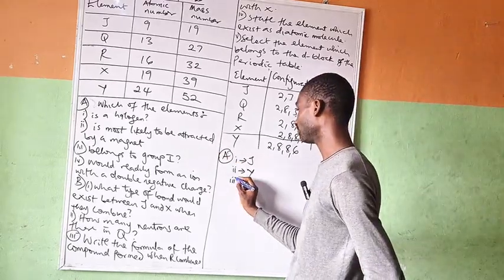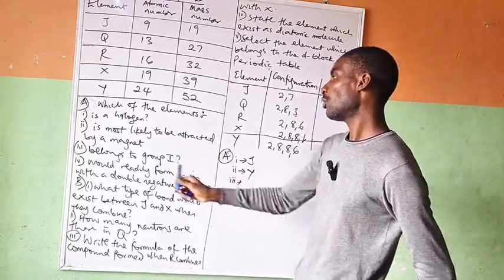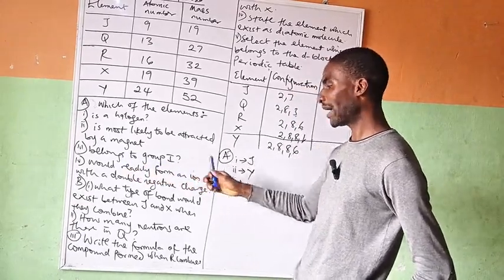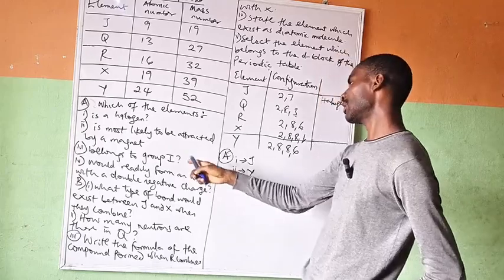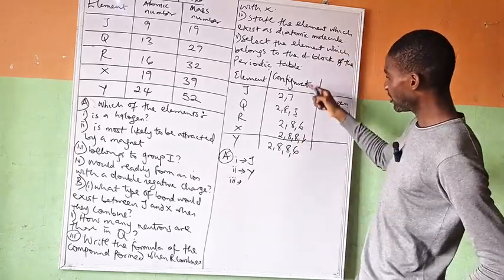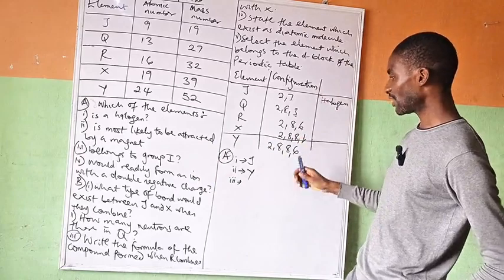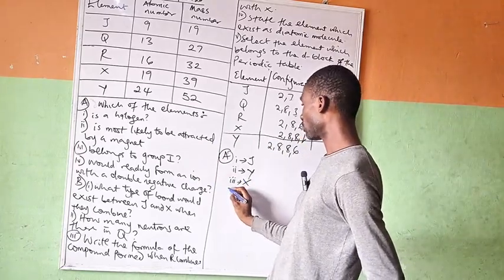Number 3, which one belongs to group 1? Which one belongs to group 1? For group 1, from here you can know this is the number of electrons in the outermost shell. So X belongs to group 1.